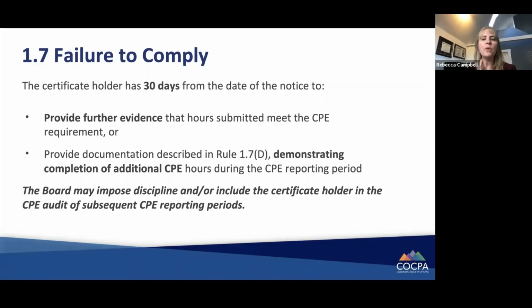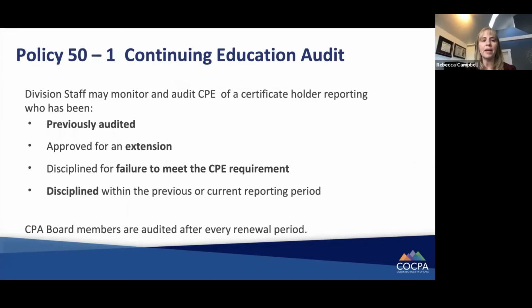You have 30 days if the state board notifies you that you are deficient on CPE to provide further evidence that you have met the CPE requirement, 30 days from the date of the notice. If you do not meet the CPE requirement, you can get audited. You can be put in another audit. There is a policy that this division staff may monitor and audit CPE.